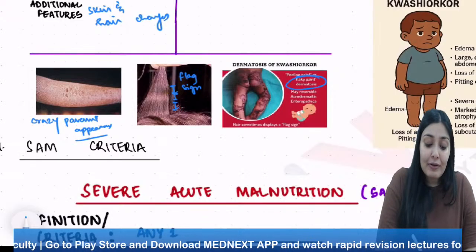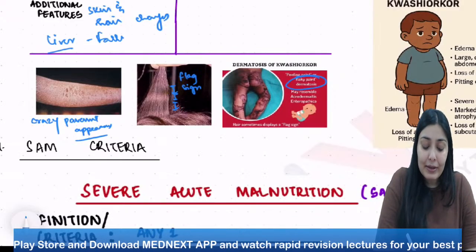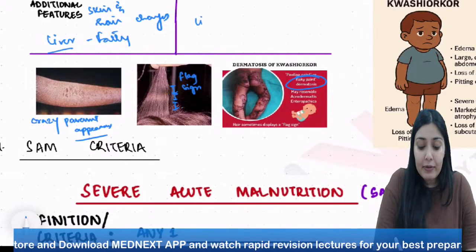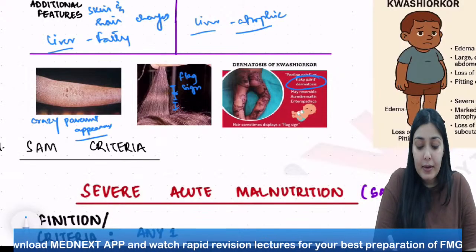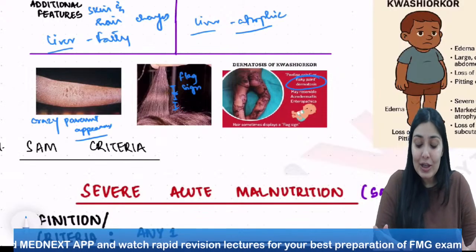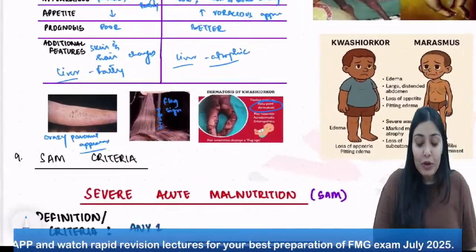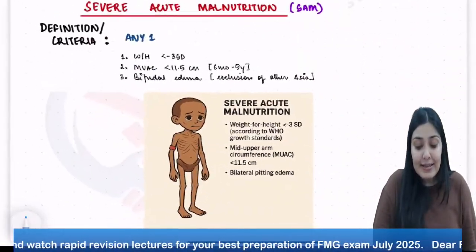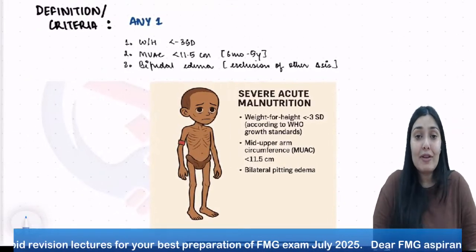And if you look at the liver over here, the liver would be a fatty liver. On the other hand, here the liver would be atrophic, right? So these are the changes that you need to know. After kwashiorkor and marasmus, an important topic is SAM, and in SAM, I need you to remember the definition of SAM. What is the definition of SAM?